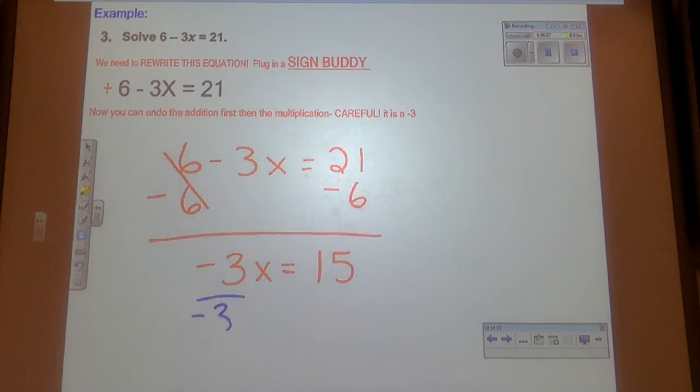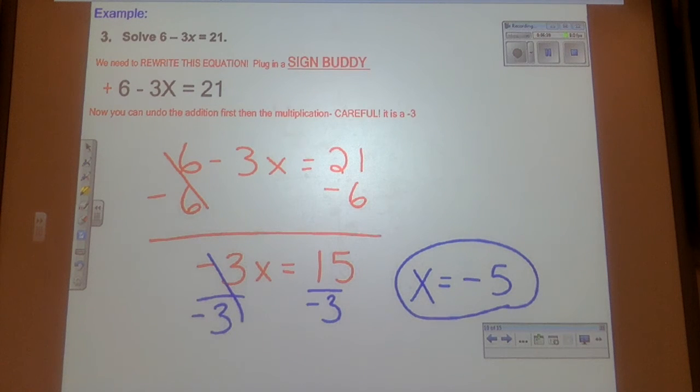So we want to divide by that -3. Don't forget your sign. 15 divided by -3, and x equals -5. We divided by -3 because we don't want to be left with a negative x. We need a positive x.